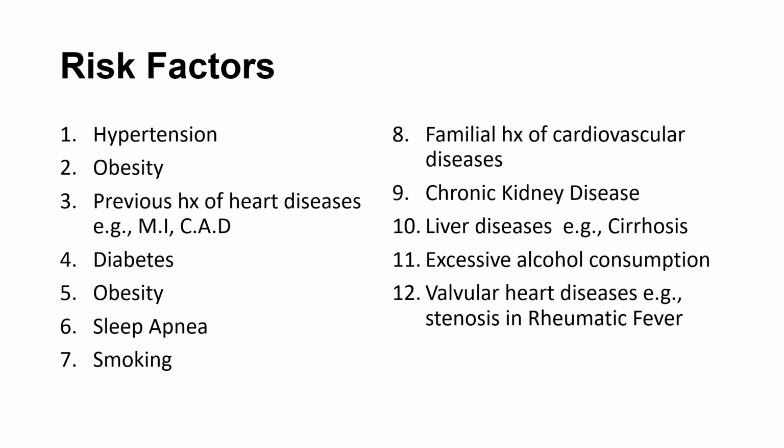Smoking, we know about atherosclerosis and smoking. We know about cancer and smoking. We have a familial history of cardiovascular diseases. If your parents had hypertension, had heart failure, you will most likely get it later on in life. We have chronic kidney diseases, liver diseases such as cirrhosis. We talked about cardiac cirrhosis.